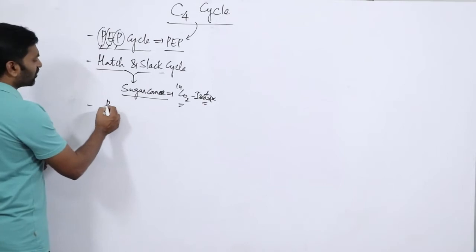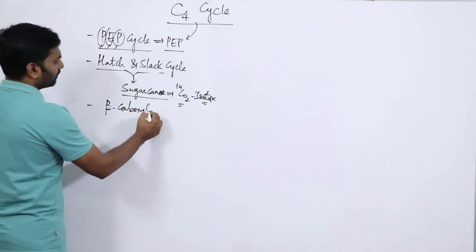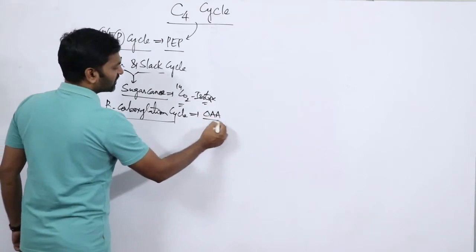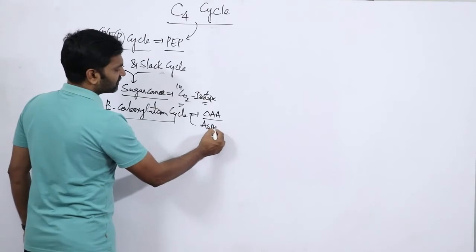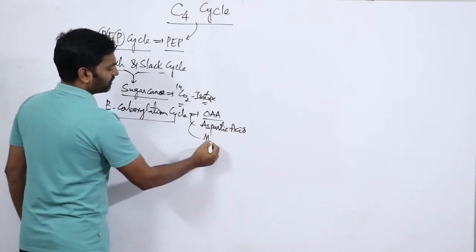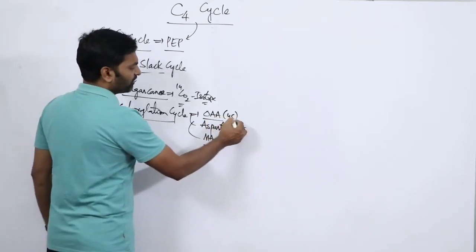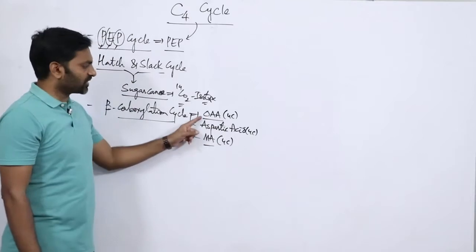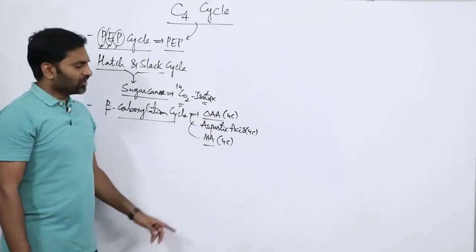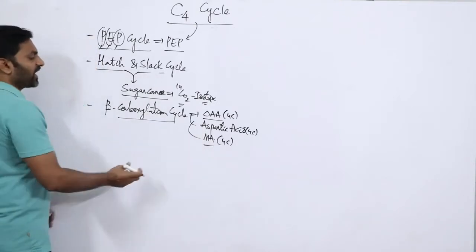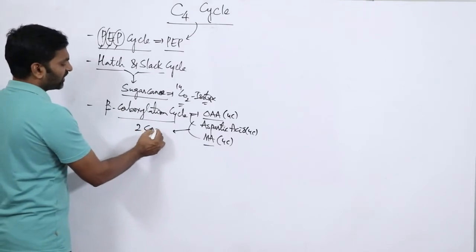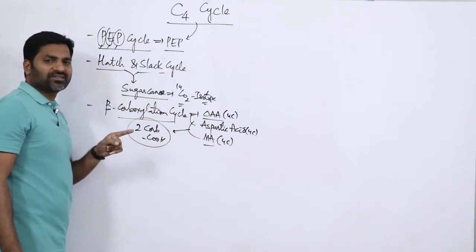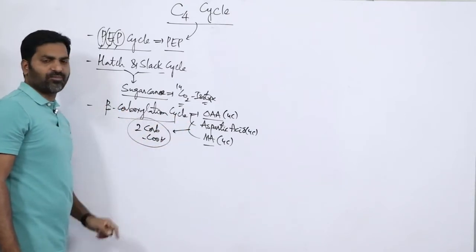Then the beta carboxylation cycle. There are compounds like OAA, oxaloacetic acid, then aspartic acid, and MA stands for malic acid. These three compounds contain 4 carbons in them. These 4 carbon compounds are oxaloacetic acid, aspartic acid and malic acid. These three compounds have 2 carboxylic acid groups, nothing but COOH groups, in the structure. Hence it is the beta carboxylation cycle.